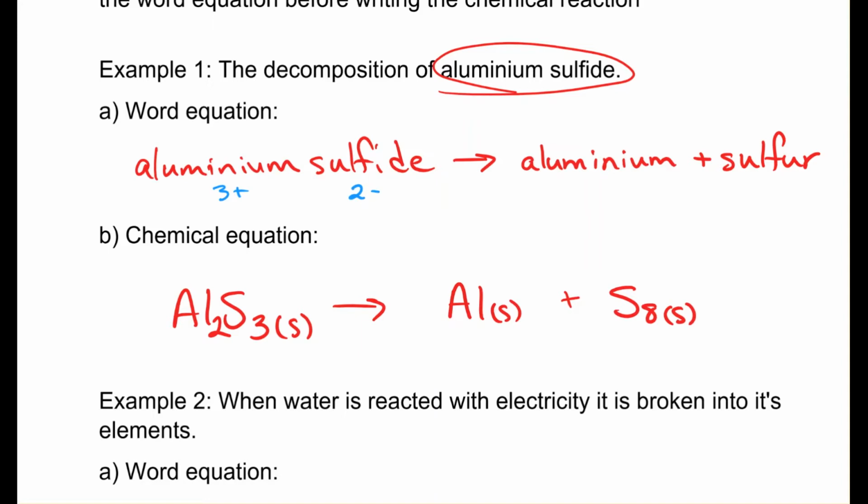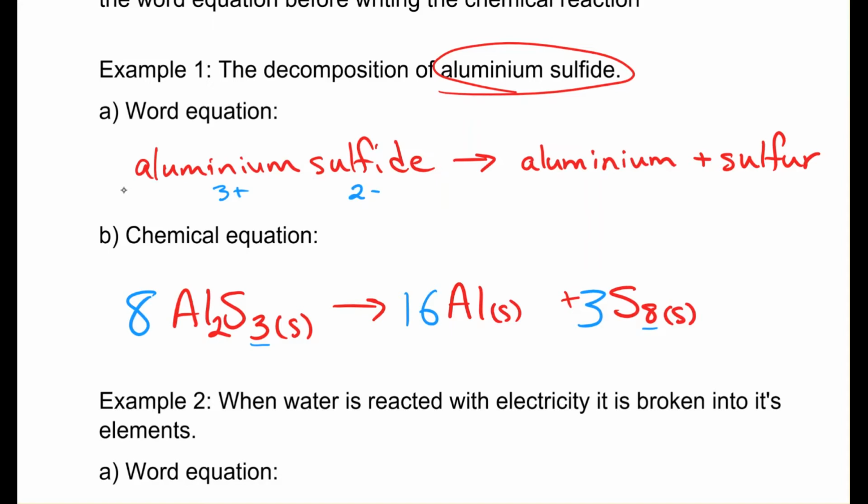So now that we've got our skeleton equation, aluminium sulfide turns into aluminum and sulfur, now we can balance this reaction. Which of these elements is more complicated, aluminum or sulfur? It sure looks like it's sulfur. So what's the lowest common multiple between 8 and 3? Well, I believe that's 24. So we're going to need 8 of these, 3 of these, and 8 times 2 is 16 aluminums. There we go. So the first reaction is done.